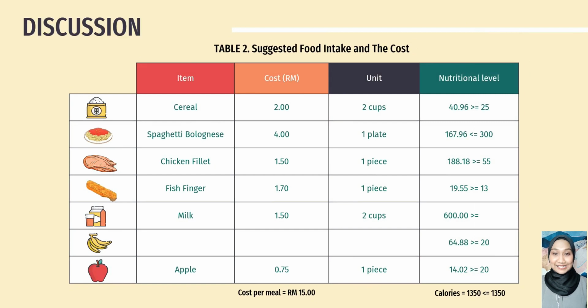Table 2 represents the suggested food intake and the cost of the foods. It shows that 7 foods were chosen out of 10 foods available. The meals are divided into 2 groups, which are breakfast and lunch food. For breakfast, the food consists of 2 cups of cereal, 1 cup of milk, 1 piece of apple. Then the lunch food consists of 1 cup of spaghetti, 1 chicken fillet, 1 cup of milk, 1 piece of banana. The minimized total cost of the food per day for each child at the daycare is RM15. The solution provided shows that it has met the second research objective, which is to minimize the cost of the children's food intake.